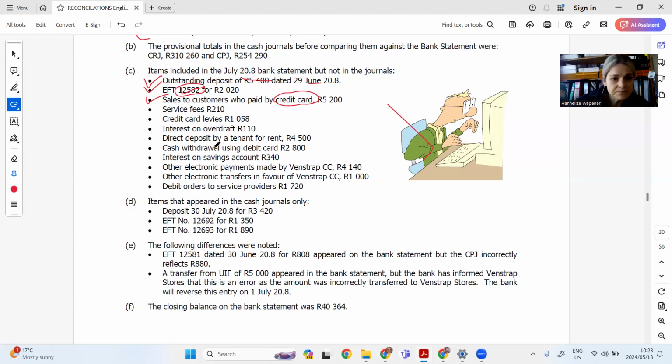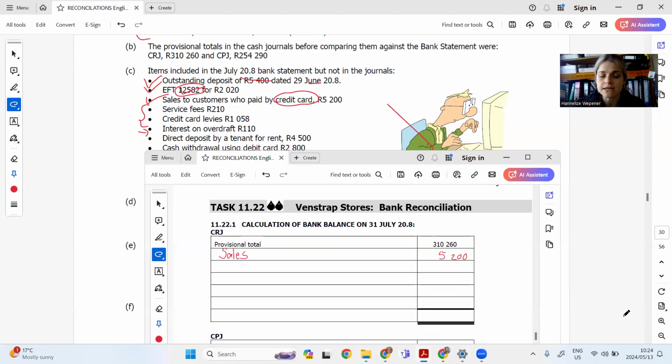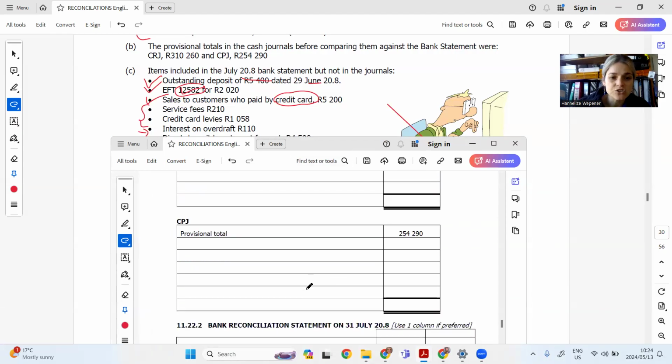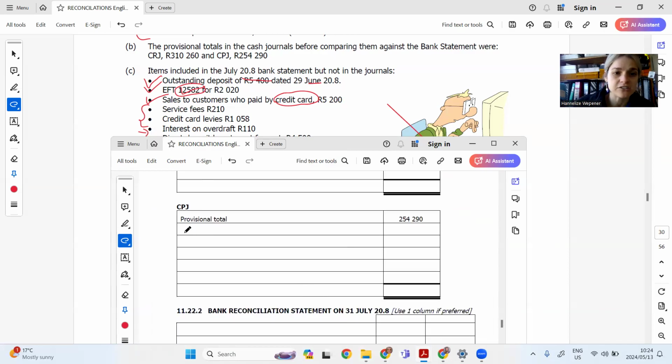So we're good. Then we also saw service fees and credit card levies. So remember that these amounts are taken directly from your bank account, including the interest. Okay, it's taken directly from your bank account. The bank is not going to send you an invoice to tell you, listen here, you have made payment to us. You are only going to see that by looking on your bank statement. So those are expenses to the business because it's a fee that you have to pay to the bank for using their services. So bank fees or bank charges. In this CPJ, because you made a payment.